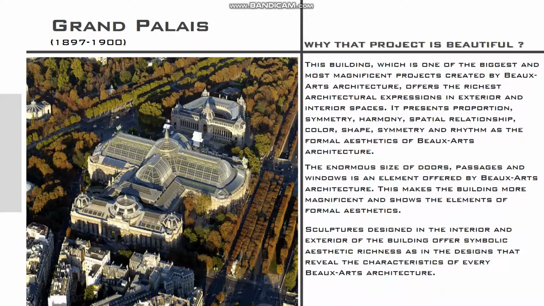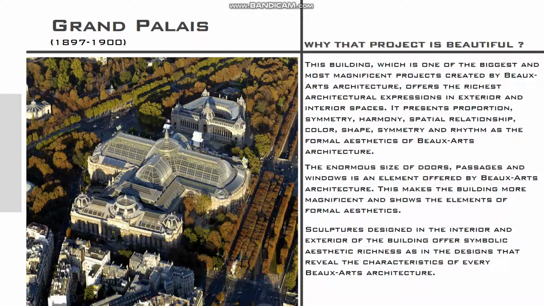Why is the project beautiful? This building, which is one of the biggest and most magnificent projects created by Beaux Arts architecture, offers the richest architectural expressions in exterior and interior spaces. It presents proportion, symmetry, harmony, spatial relationship, color, shape, and rhythm as the formal aesthetics of Beaux Arts architecture. The enormous size of doors, passages, and windows is an element offered by Beaux Arts architecture. This makes the building more magnificent and shows elements of formal aesthetics.